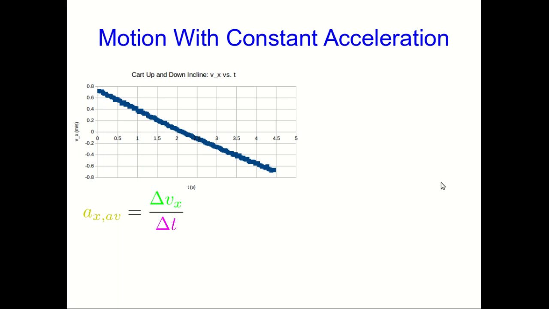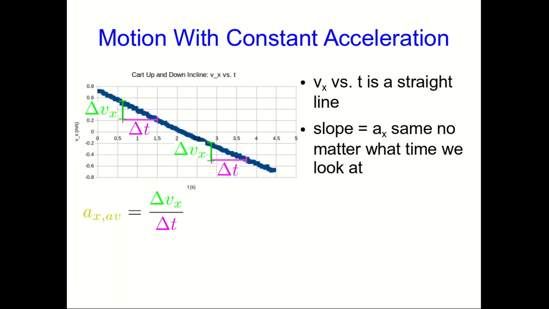This motion of the cart up and down the incline turns out to be an example of a very important special case, which is motion with constant acceleration. Notice that the Vx versus t is pretty much a straight line. And so one of the consequences of that is that no matter what time region you use, whichever delta t you choose to get your acceleration, you're going to come up with about the same answer. And so the average acceleration is just the same as the instantaneous acceleration. So we can just drop the average. Now that's going to turn out to be really handy, and so whenever we can approximate the acceleration as constant, it'll be useful to do so.